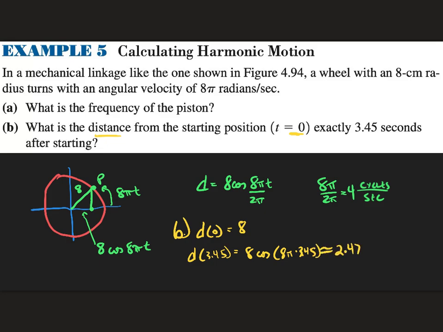2.47. And then 8 at 0 minus 2.47, the distance it got to at that time, is about 5.53 centimeters, because that's our distance, centimeters. So the piston is that far away in 3.45 seconds from its rest.